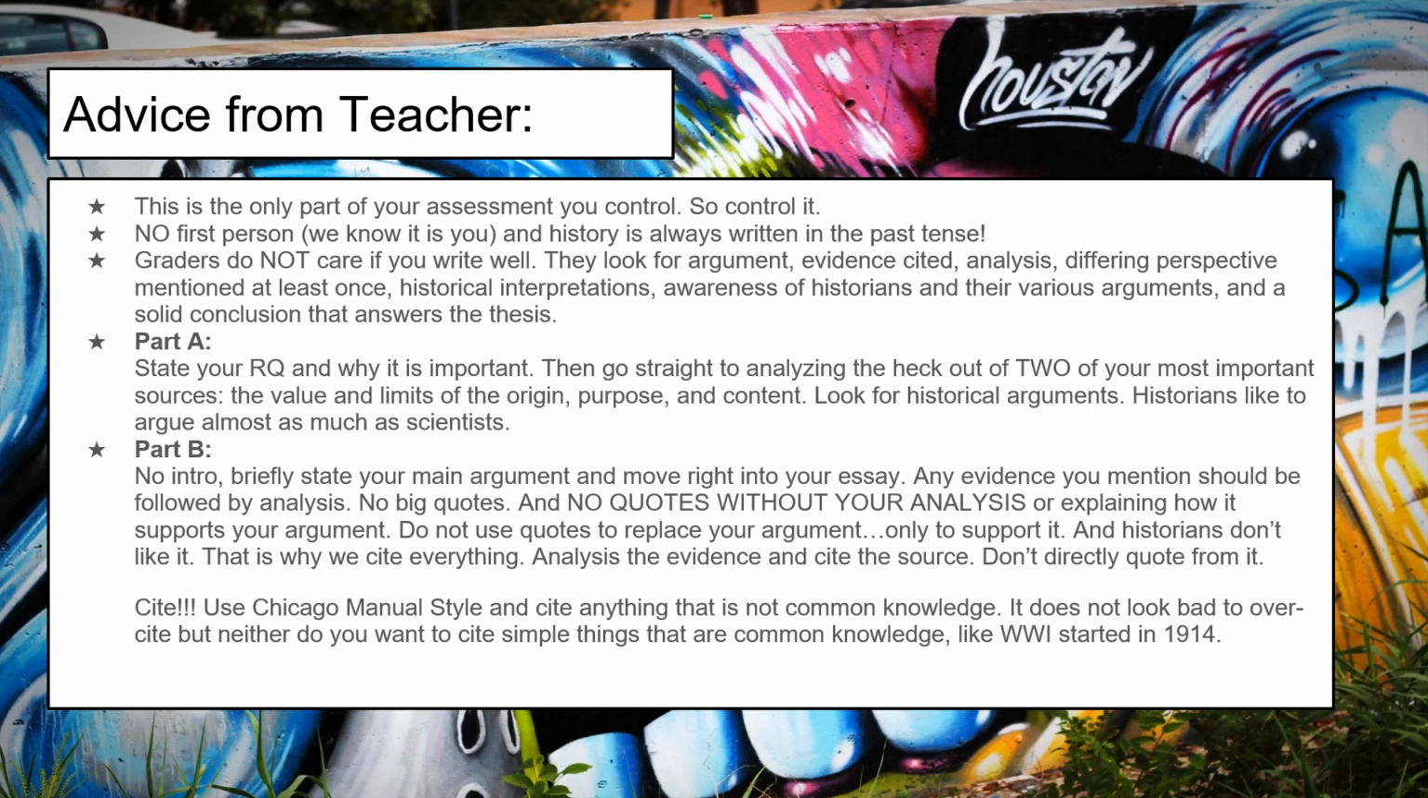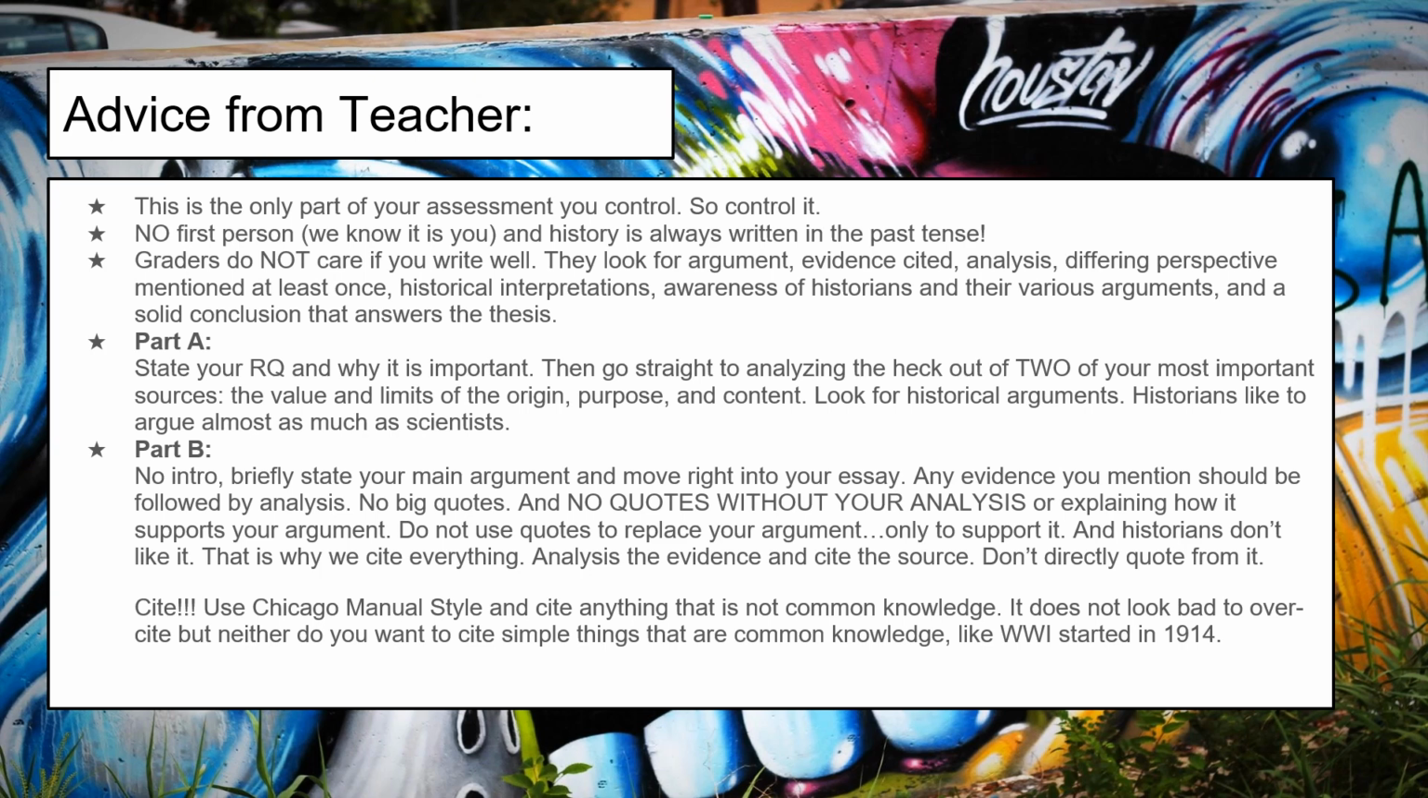Graders do not care if you write well. They look for argument, evidence cited, analysis, differing perspective mentioned at least once, but I'd mention it more, historical interpretation, awareness of historians and their various arguments, and a solid conclusion that answers the thesis. That is what they are looking for. On your part A, your first paragraph, you have to have your RQ in there. Believe it or not, it's in the rubric. If you don't state your RQ in that first paragraph, I have to take 2 points off. So it's important.